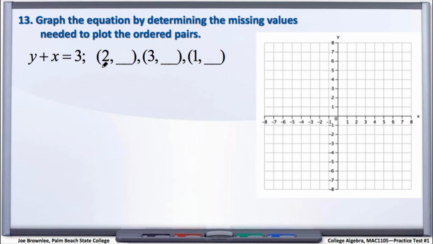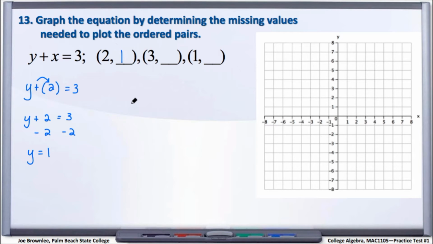So first things first, we're going to go ahead and plug in a 2. So we're given y plus, and let's plug in 2, equals 3. Well, here, if we distribute a positive sign, a plus, nothing happens except the parentheses go away, so we end up with y plus 2 equals 3, and if we want to solve for y, we'll subtract 2 from both sides, and so we end up with y equals 1.